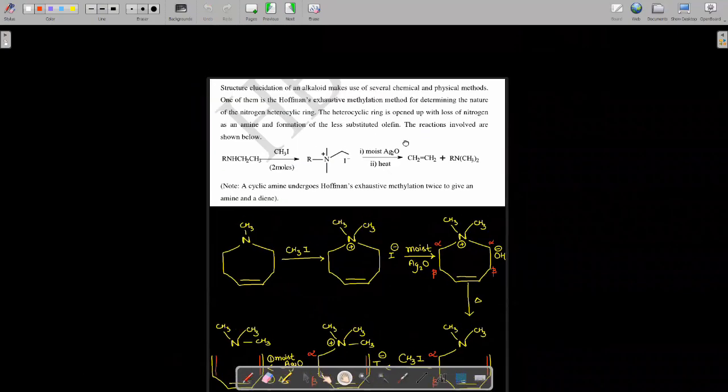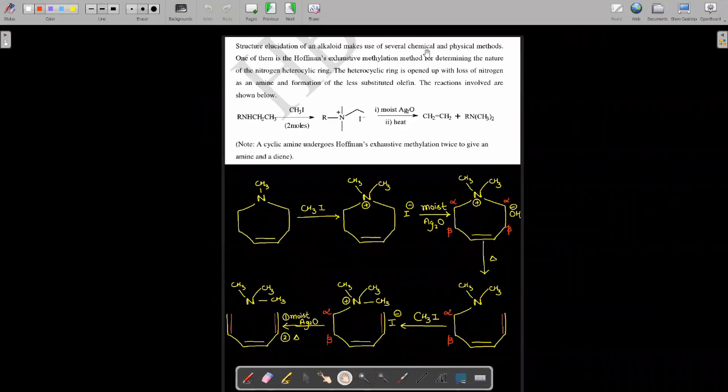Let's move to 3.4. But before that, some information was given. We have to read that and interpret that. Structure elucidation of an alkaloid makes use of several chemical and physical methods. One of them is the Hofmann exhaustive methylation method for determining the nature of the nitrogen heterocyclic ring. The heterocyclic ring is opened up with loss of nitrogen as an amine and formation of the less substituted olefin. If less substituted olefin is being mentioned, it means Hofmann products will be formed.